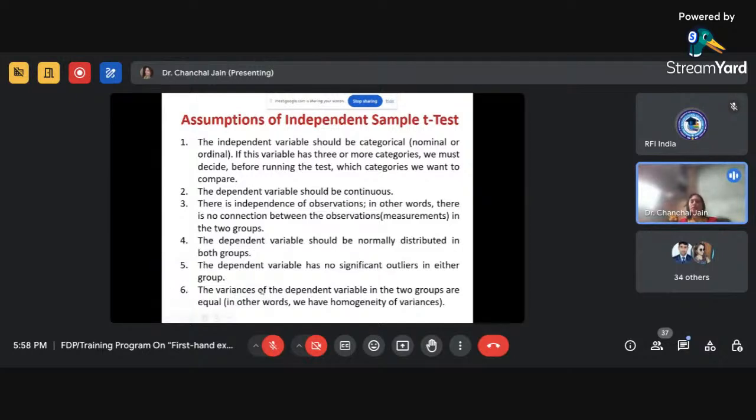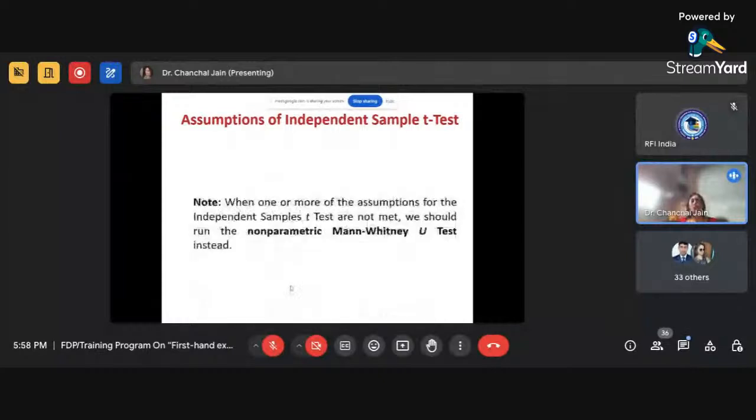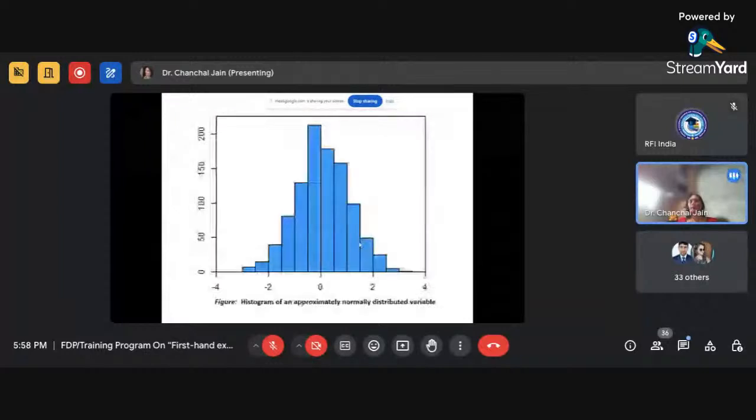Lastly, the variances of the dependent variable in the two groups are equal. In those two groups, the variance of the dependent variable should be the same, right? So these are the 6 assumptions. The first 3 we can maintain on our own. The remaining 3 we can assess using the software. If any assumption is violated, you can perform the non-parametric test, the Mann-Whitney U test.